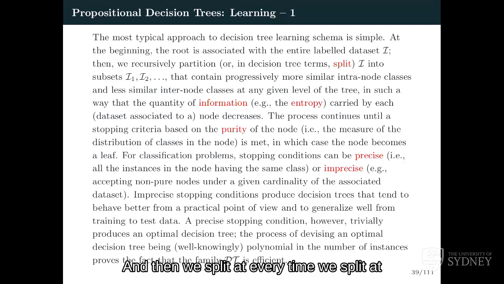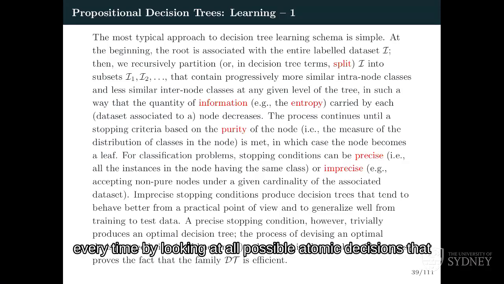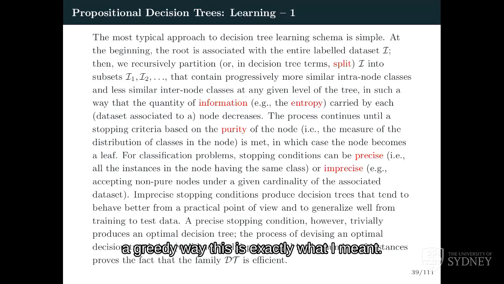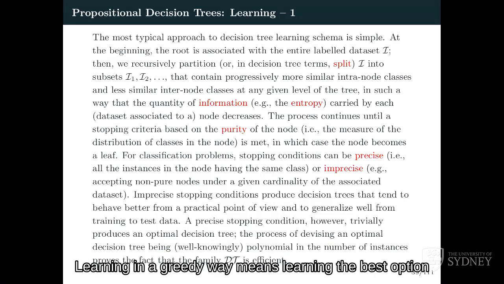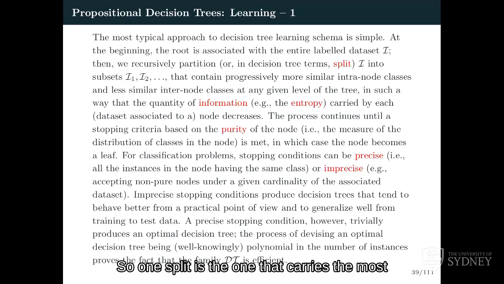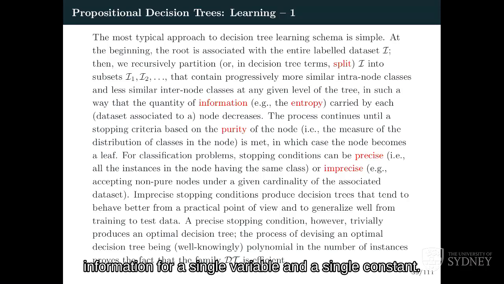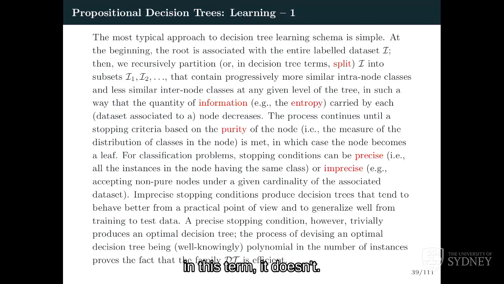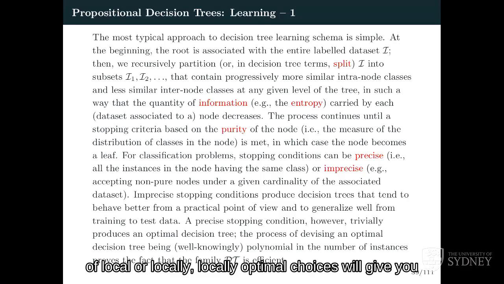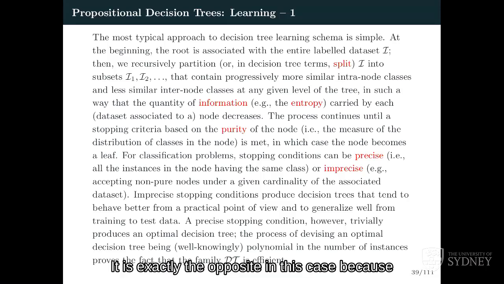And then we split at every step, by looking at all possible atomic decisions that you can take. Remember, I started today by saying that we learn in a greedy way. This is exactly what I meant. Learning in a greedy way means learning the best option that you can have right now without looking at the big picture. So, one split is the one that carries the most information for a single attribute and a single constant, if we want to put it in these terms. It doesn't imply that a bunch of locally optimal choices will give you a globally optimal one. It is exactly the opposite in this case, because the problem is NP-hard.